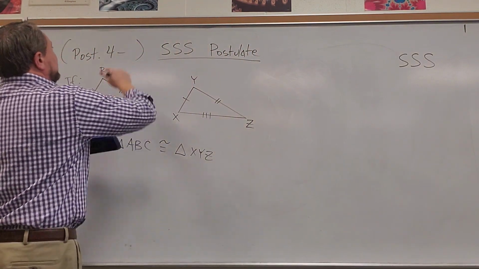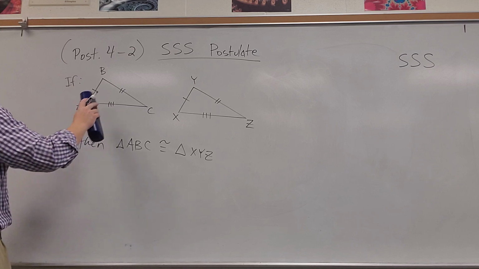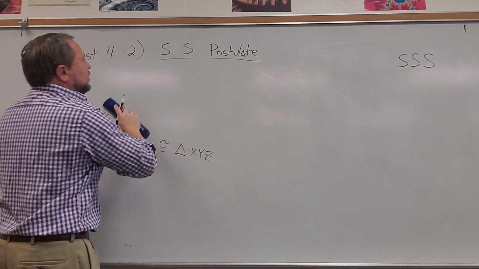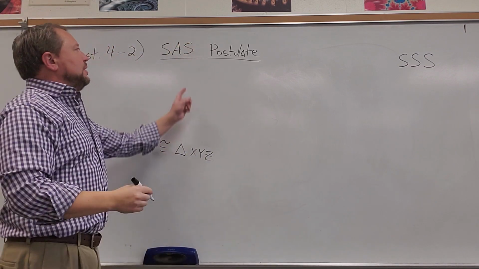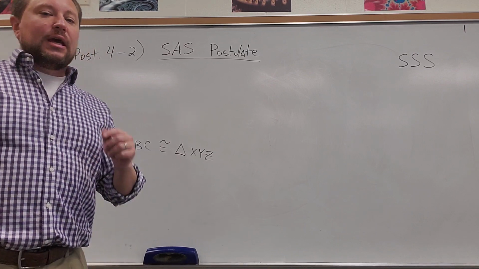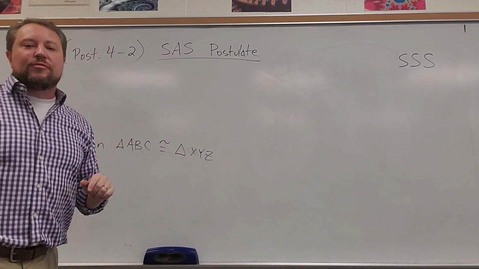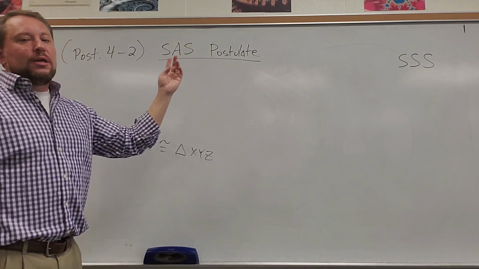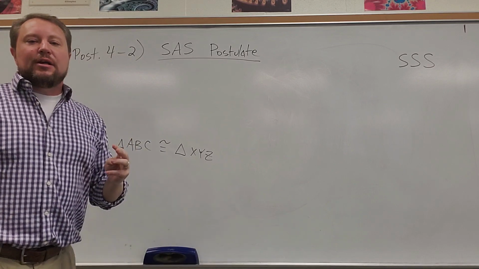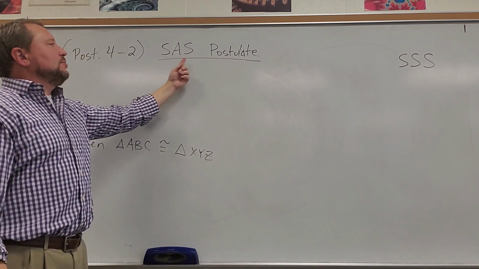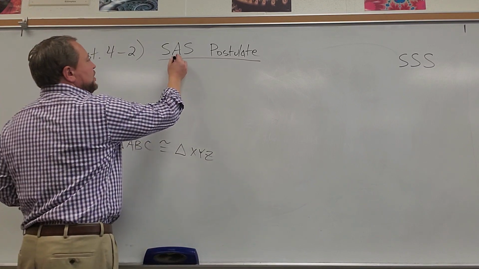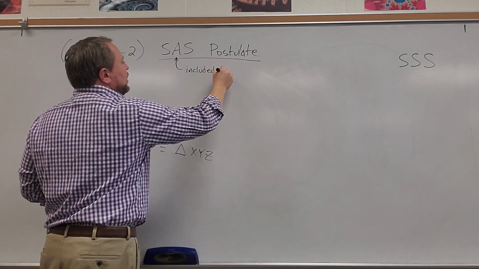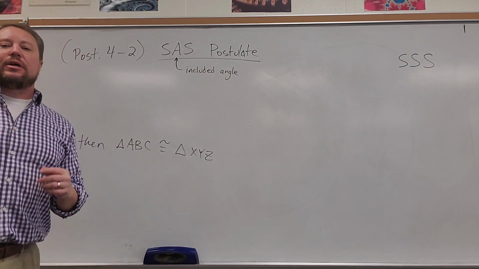Our next one, you'll see listed on there as postulate 4-2. Here's the difference. It's known as the SAS postulate. As you can probably figure out, the A now stands for an angle. So instead of knowing that all 3 sides match, here we're going to have a pair of sides, a pair of angles, and a pair of sides. And the way it's written is very important, because this angle has to be the included angle. It has to be the angle in between the sides.